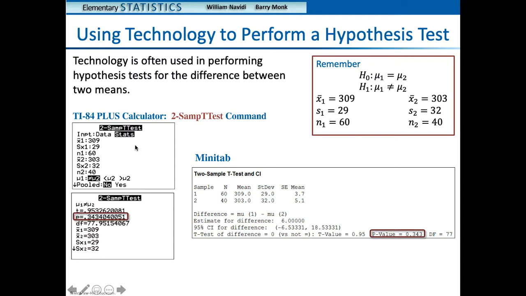In the example that we just worked out, the stats would be the option you would choose because the sample means and the sample standard deviations are all given. And then you just type that information in, right? So you type in the value for x1 bar, s1, n1, and then x2 bar, s2, n2. Choose the option for a two-tailed test. For pooled, you would want to choose no. And then you would calculate, and the most important readout that it shows you here is the p-value of 0.343, which you can then compare to your value of alpha to conclude your test.